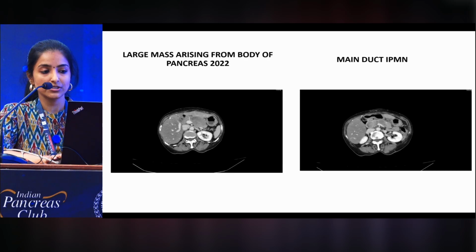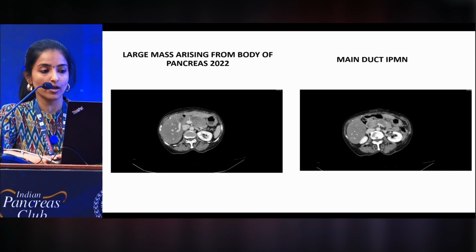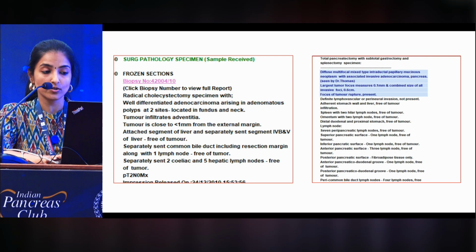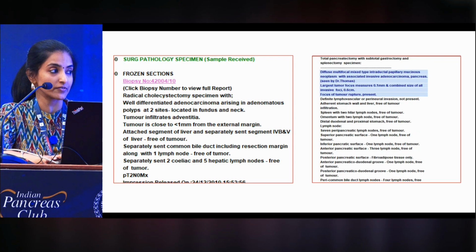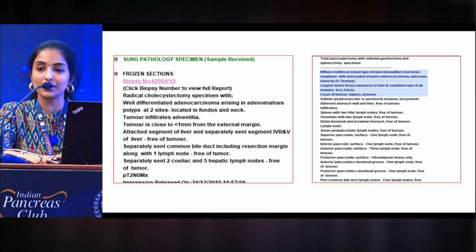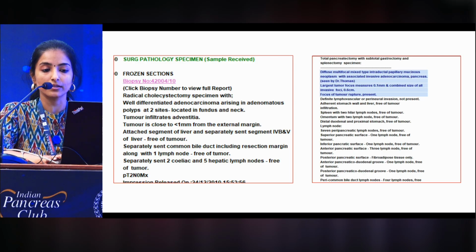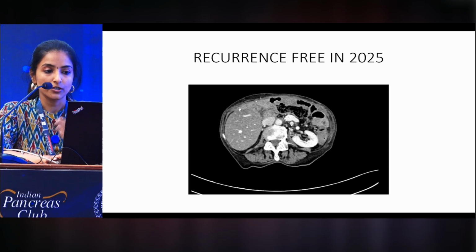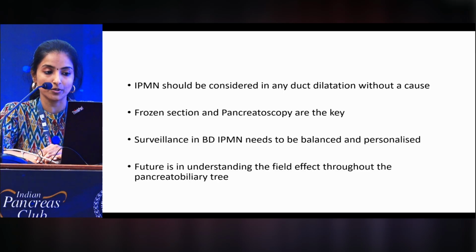Yeah. So this is a lady who subsequently went on to have a large lesion in the body of the pancreas with a main duct IPMN, and had a total pancreatectomy. The first biopsy was an adenocarcinoma in what was previously called an adenomatous tumor, but currently we call this an ICPN, and the total pancreatectomy showed an IPMN. She is recurrence free in 2025 for both the malignancies.